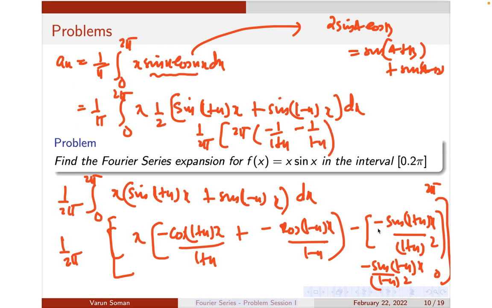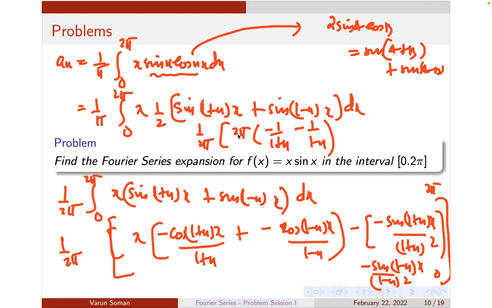Okay, minus, when you substitute 2 pi here, it will be sine of (1 plus n) into 2 pi, which is a multiple of sine 2 pi, which is always 0. Here also we will have sine of (1 minus n) into 2 pi. Now this is an integral multiple of 2 pi, so this quantity also will become 0. Now when you substitute the value 0, the x would be 0, and this quantity will become 0, and sine 0 also will become 0. So that's it. So this is the answer.